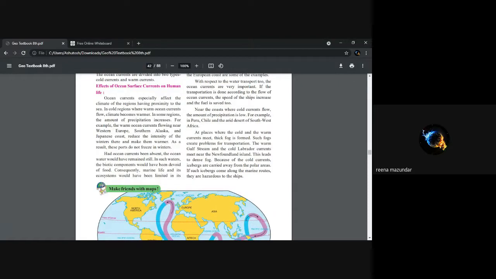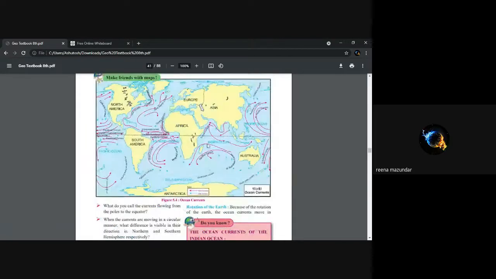Places where warm and cold currents meet. So Labrador and Gulf Stream, Newfoundland. I'm putting my arrow. So at places where warm and cold currents meet, dense fog is formed.